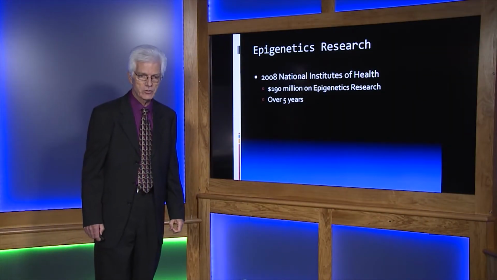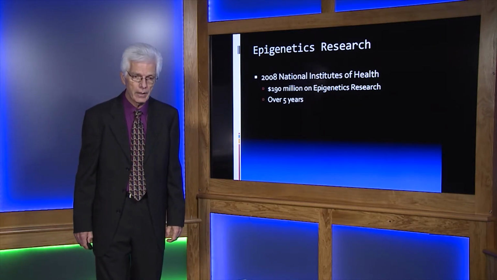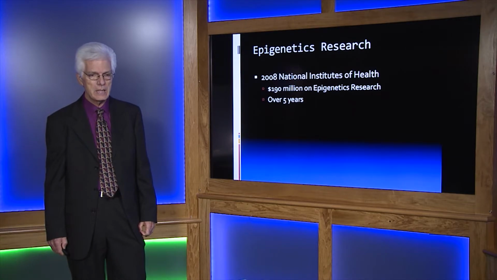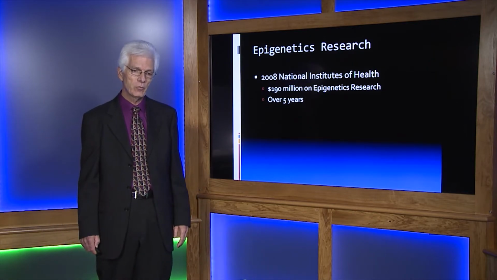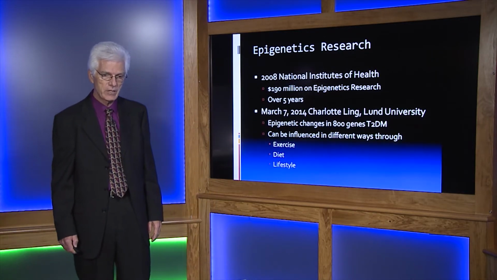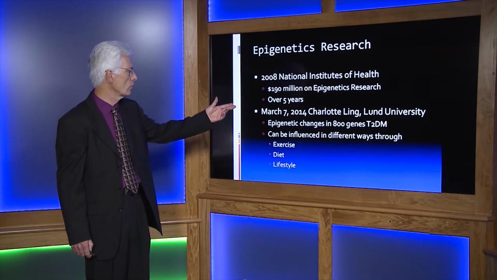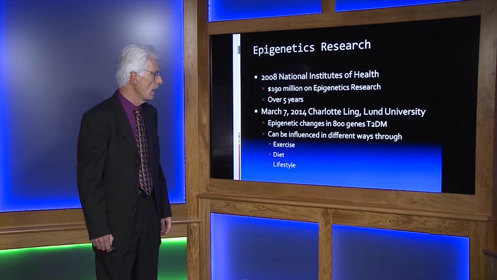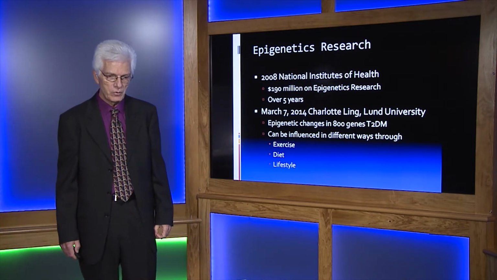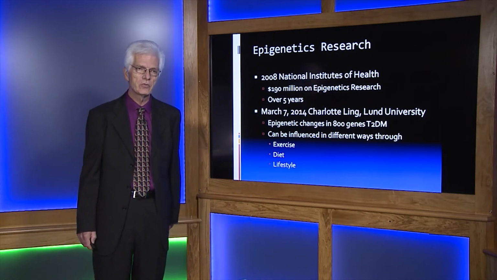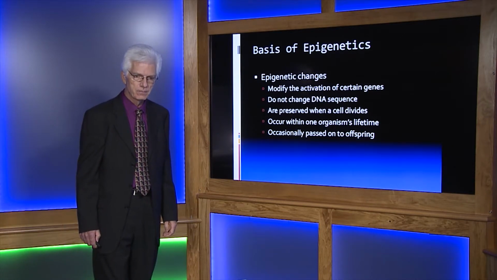In 2008, the National Institutes of Health saw great potential in this epigenetic research, and they allocated at that time over $190 million to be spent over 5 years in epigenetic research. And that has uncovered a lot of changes. On March 14 of 2014, Charlotte Ling, one of the researchers at Lund University, reported that they have identified over 800 genes which cause type 2 diabetes. And she says that they can be influenced in different ways through diet, exercise, and lifestyle modifications.